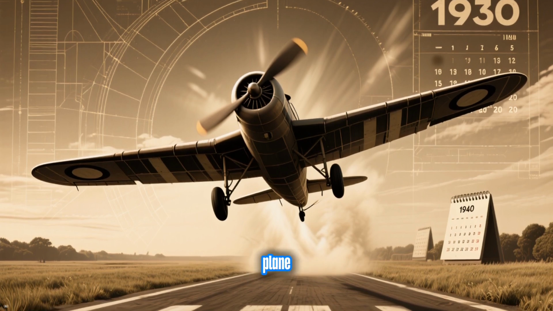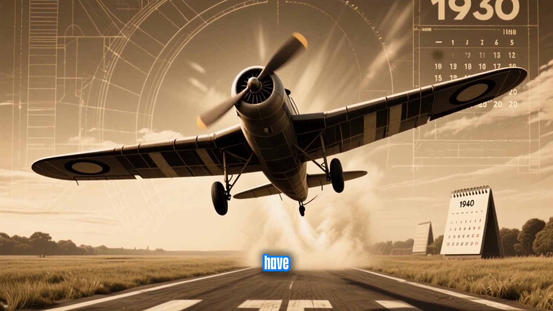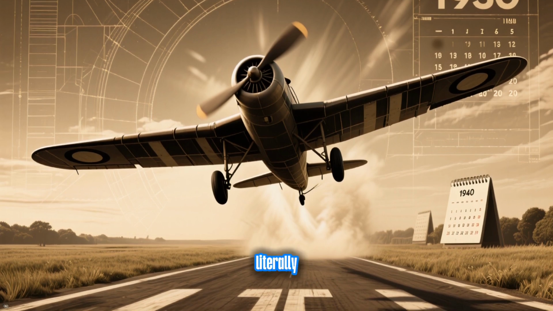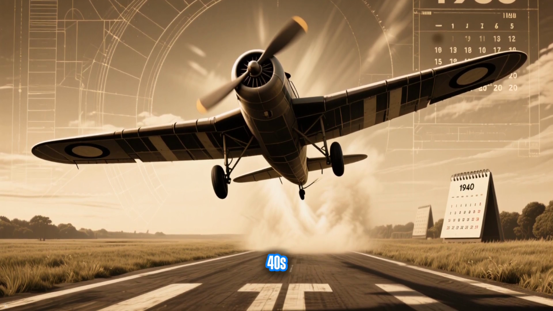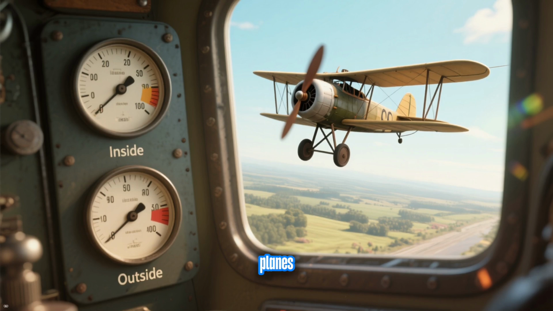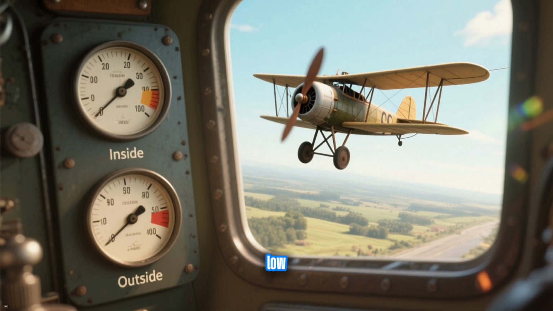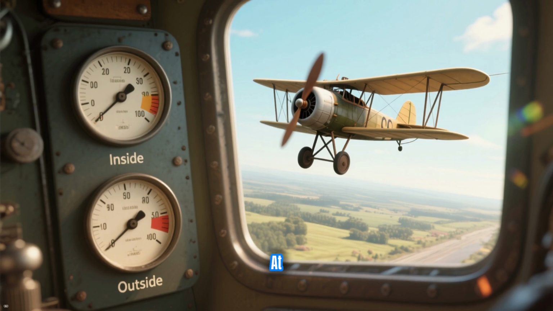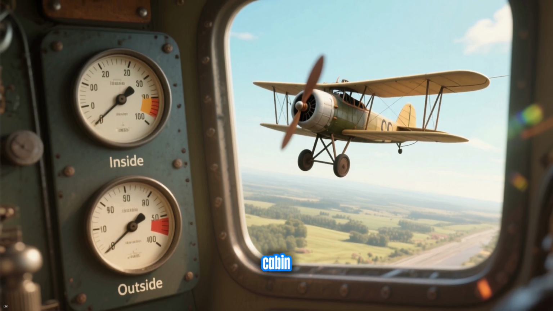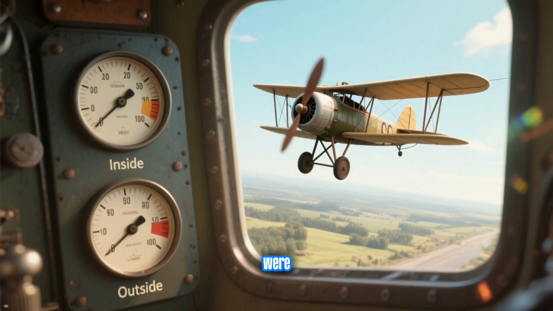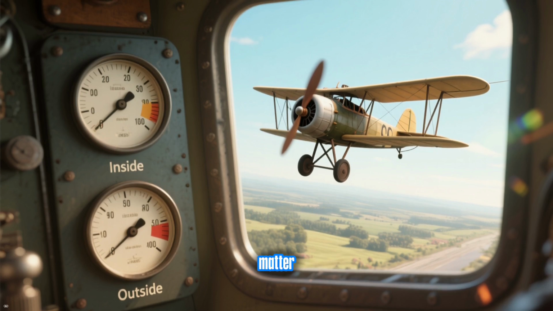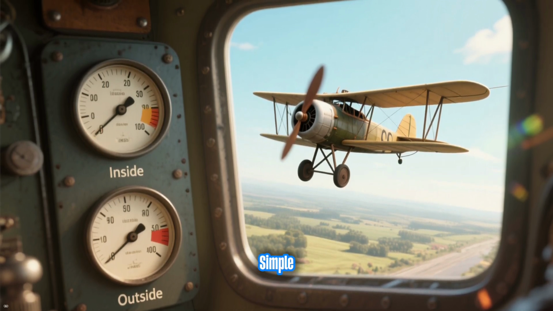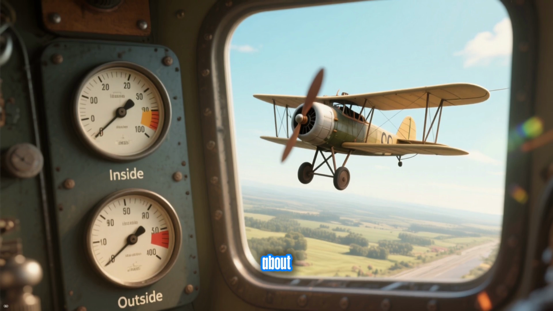To understand why plane windows are round today, we have to go back to when commercial flying first started taking off, literally, in the 1930s and 40s. Back then, planes flew low, really low. We're talking maybe 8,000 to 10,000 feet. At that altitude, the air pressure inside the cabin and the air pressure outside were close enough that it didn't really matter. So the windows back then: square, rectangular, simple. Nobody thought twice about it.